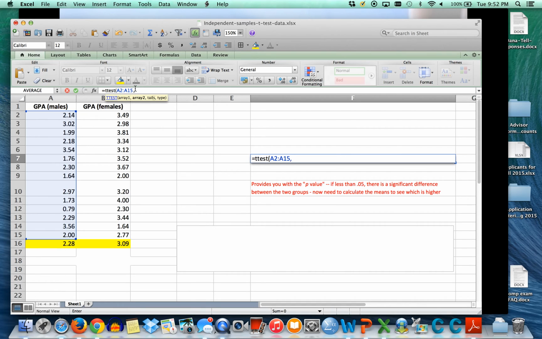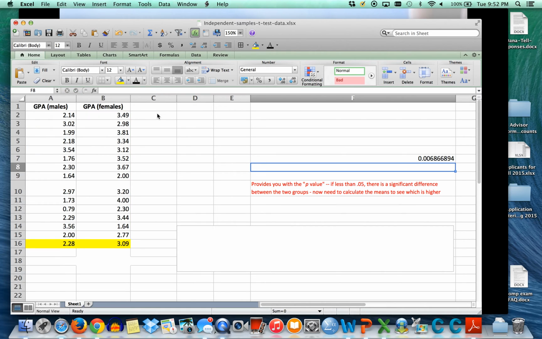So there's our first array, second array, comma, 2, comma, 3, parentheses. Okay, so that actually worked. And seriously, that really is a good example of how easy it is to make a mistake.